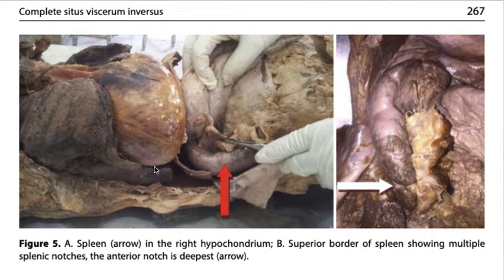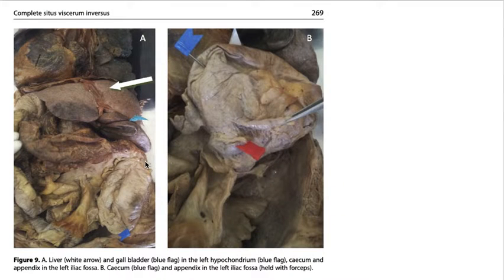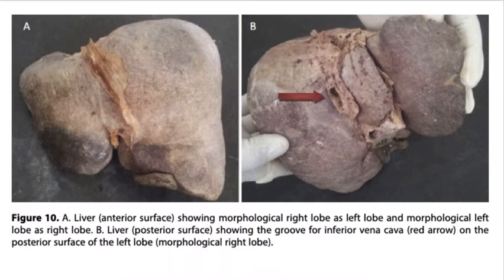Okay. So this is the spleen in the right hypochondrium. And if you can identify, this is the stomach lying on the right side. Sorry, on the left side. Right? The liver is seen in the left hypochondrium. You can see the liver over here.